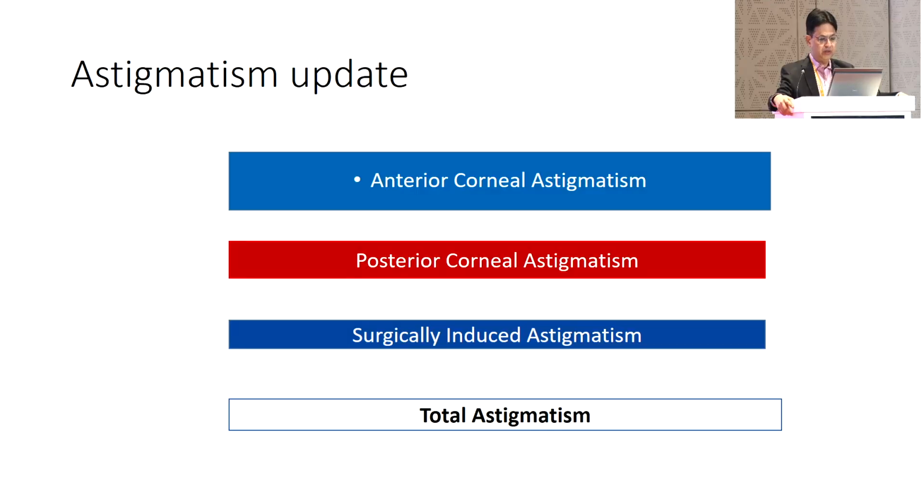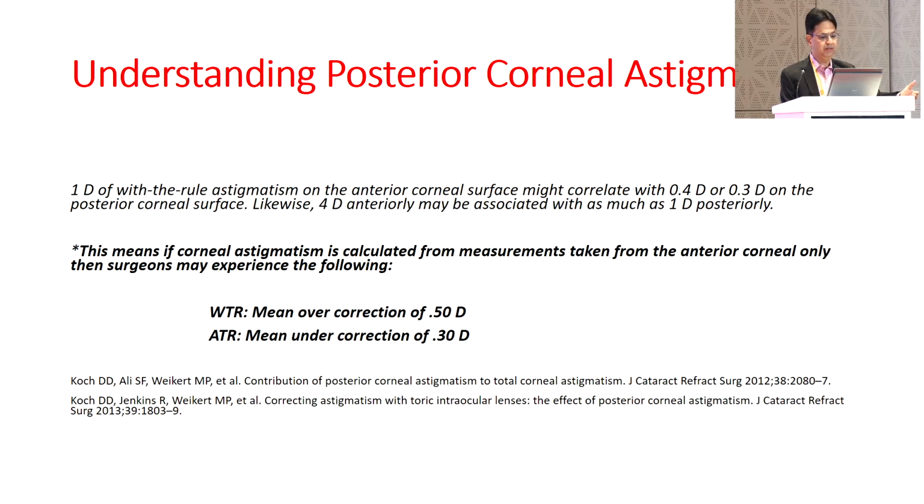Astigmatism, we have to take into consideration total astigmatism. Nowadays, it is not desirable to consider only the anterior corneal astigmatism. You have to look at the posterior corneal astigmatism and also your SIA. Because if you don't consider it, if the patient has with-the-rule astigmatism, we may overcorrect by 0.5 diopters. If it is ATR, then we may undercorrect the patient by 0.30.